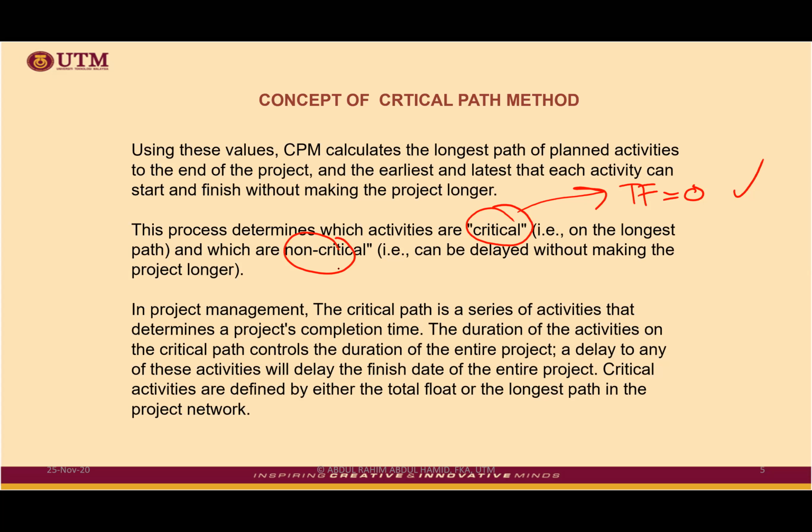And non-critical activity, when total float does have values such as 1, 2, whatever values, then that is what we call non-critical activities. Non-critical activity will not form the critical path because that activity can be delayed. Can be delayed meaning you can play around with the start and finishing within the allowable total float values.